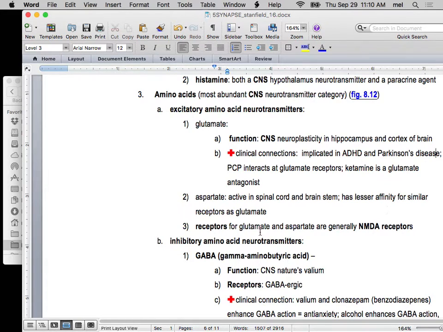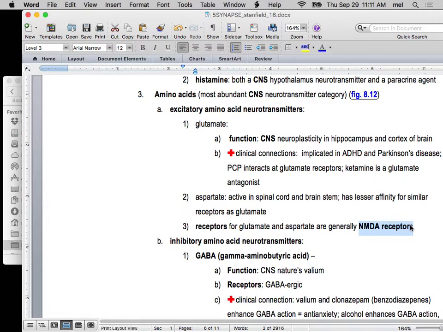Now, the only reason I'm going to tell you this is because it might become important in your future: the receptors for glutamate and aspartate are not named the way that you would want them to be. They're called NMDA receptors because of the chemical that they actually look like. Why do you care?